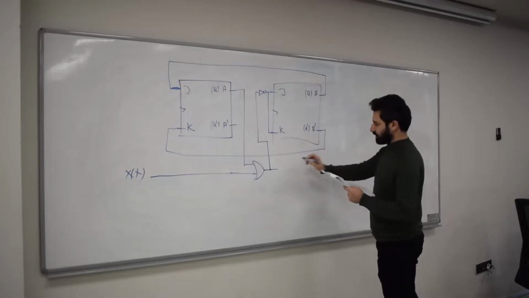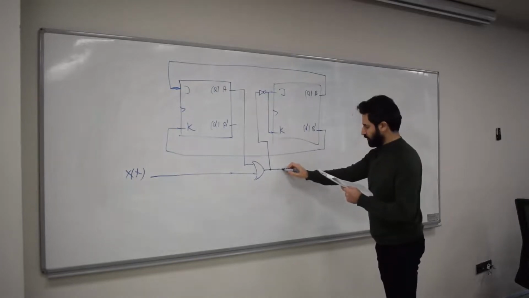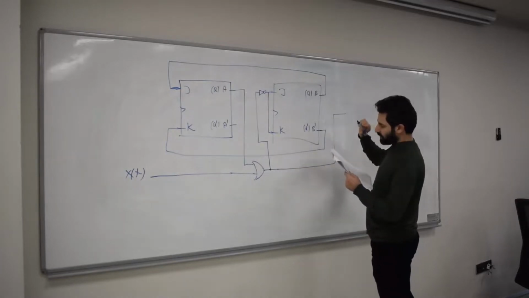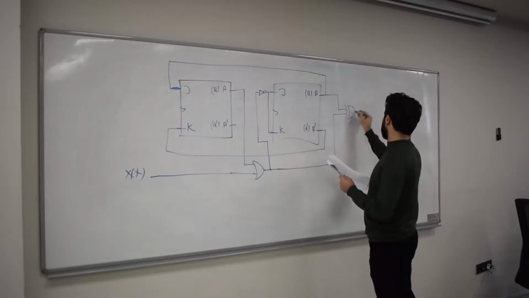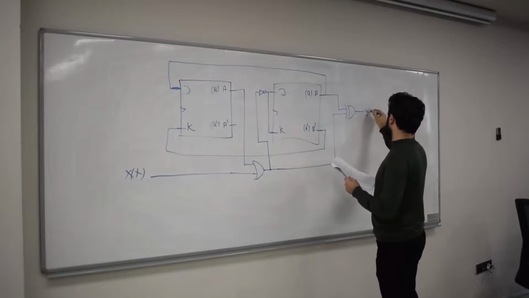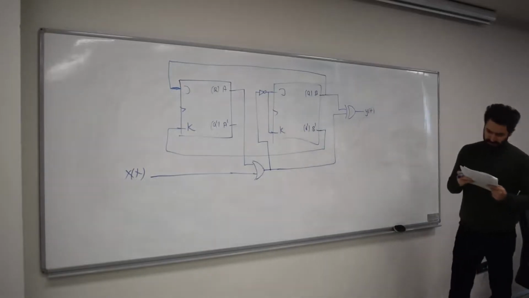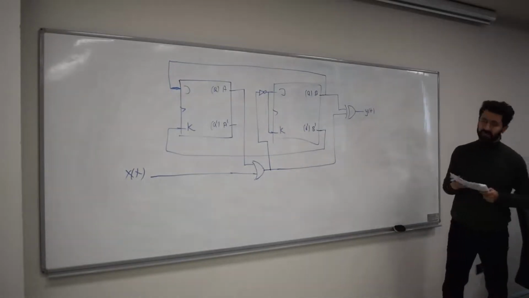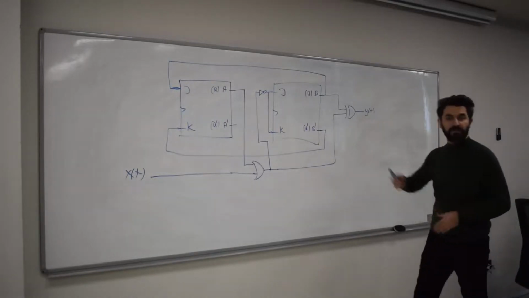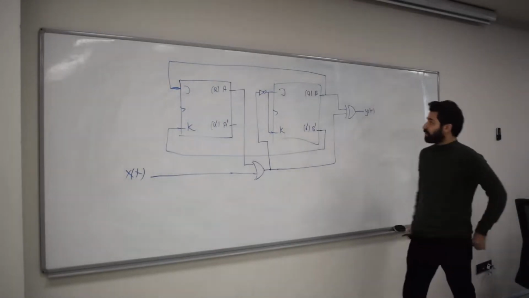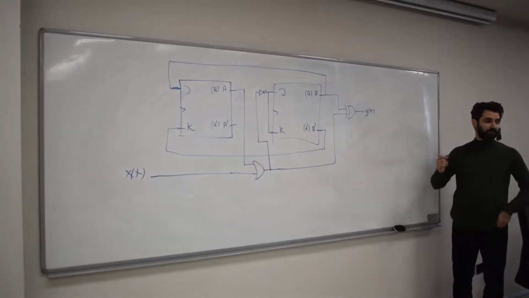Y is connected to this and B, I assume B, to an XOR. This is Y(t). All right, I think that's pretty much it. This is your JK flip-flop based sequential circuit. So first question, is it a Mealy circuit or a Moore circuit?